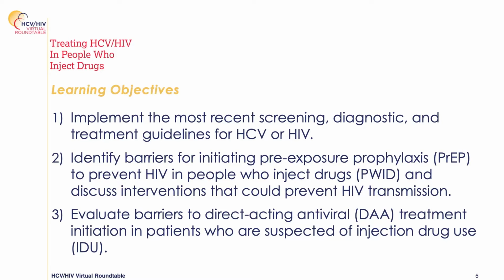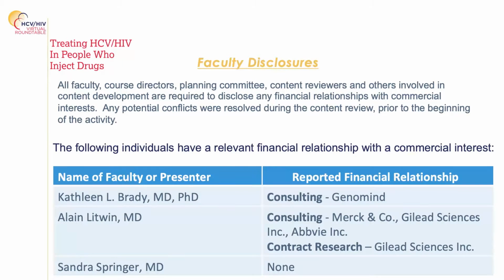I'd like to review the learning objectives. Number 1, implement the most recent screening, diagnostic, and treatment guidelines for HCV or HIV. Number 2, identify barriers for initiating pre-exposure prophylaxis to prevent HIV in people who inject drugs, and discuss interventions that could prevent HIV transmission. And number 3, evaluate barriers to direct-acting antiviral treatment initiation in patients who are suspected of injection drug use.